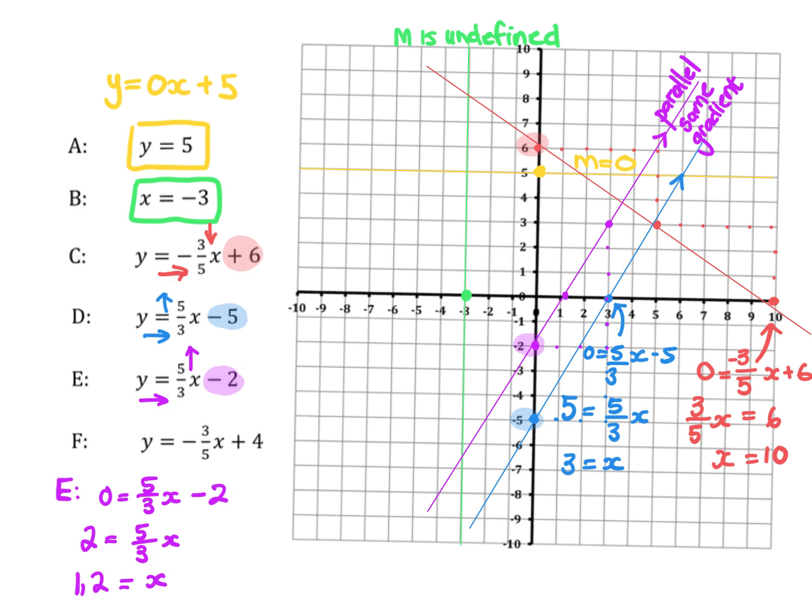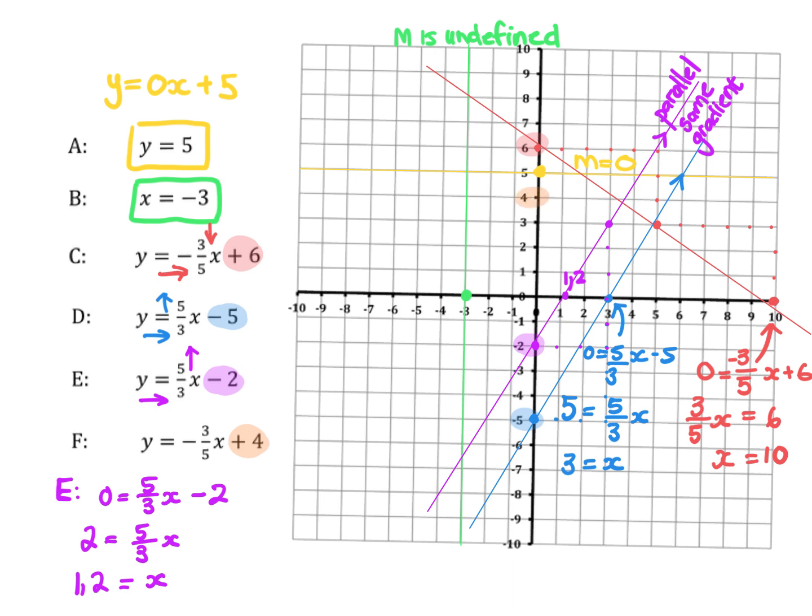So this value over here is 1.2. Remember, it's very important that you always show your intercepts with your axes when you draw graphs. Let's go over to our last line, which is F. So F, we can see that my y-intercept is positive 4 because I make my x equal to 0.